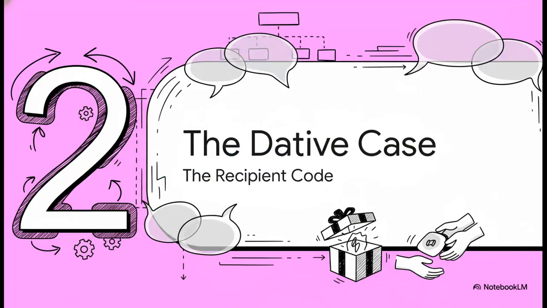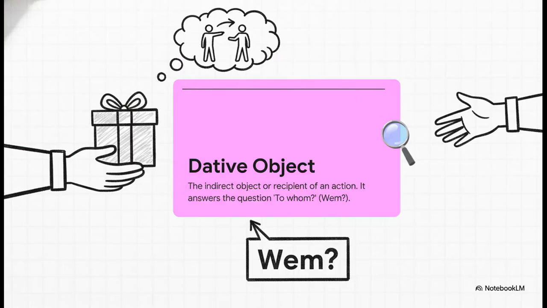Okay, so if the accusative handles the direct object, what happens when there's an indirect object in the sentence? Well, that's where our next case comes in. This is the dative case, and you can think of it as the recipient code. The dative object is basically the person who receives the direct object. They're the beneficiary of the whole action. So the magic question here isn't who or what anymore. For the dative, the question is to whom.